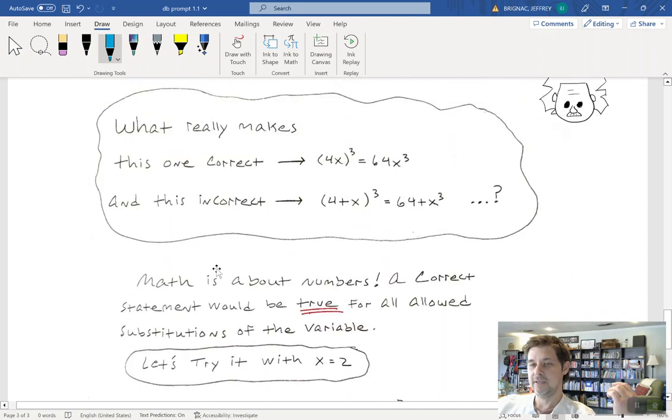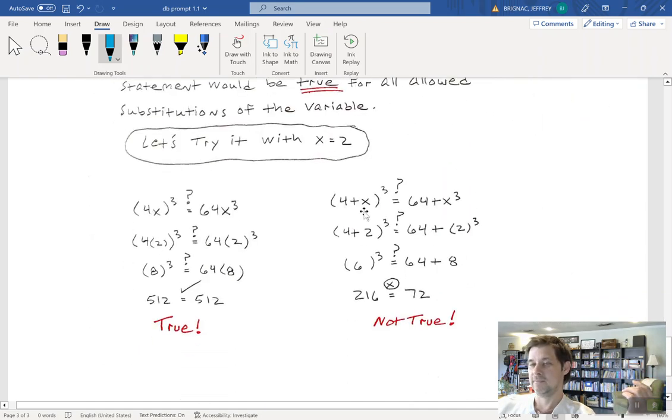Now, this other one, which I said was incorrect, I'll take 2. You can take 2 or 3 or 4, whatever number you want. But I put 2 in. I work out both sides independently, and I see if they agree. So I put 2, so 4 plus 2, that's 6. 6 to the third power is 216. What do I get on the other side when I put 2 in? Here I put 2, I get 8. 64 plus 8, that's 72. That's not true, right? That's what I was saying.